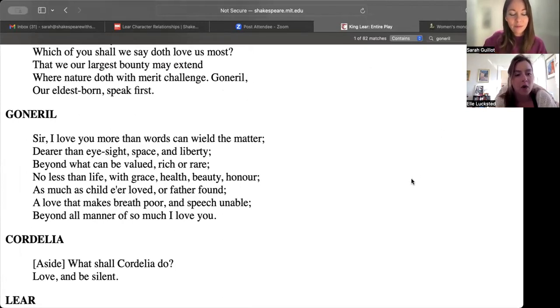Goneril, our eldest born, speak first. Sir, I love you more than words can wield the matter, dearer than eyesight, space, and liberty, beyond what can be valued, rich or rare, no less than life, with grace, health, beauty, honor, as much as child e'er loved or father found, a love that makes breath poor and speech unable. Beyond all manner of so much, I love you.